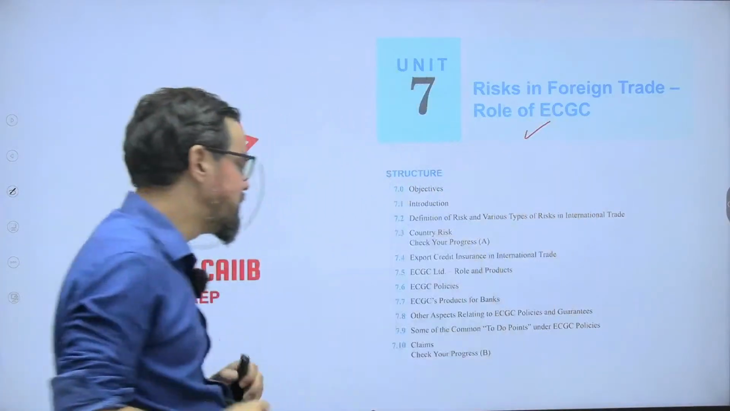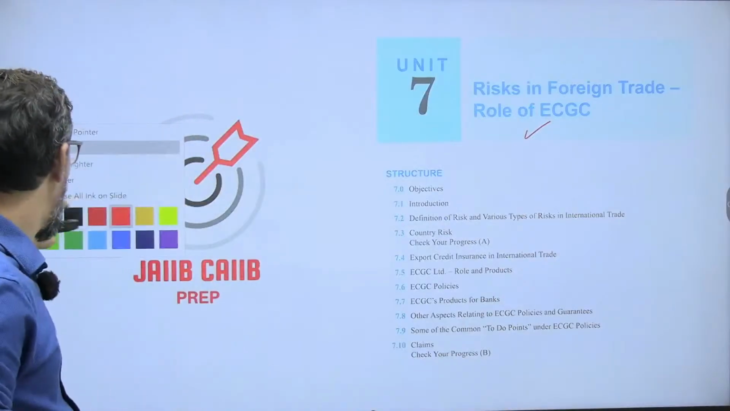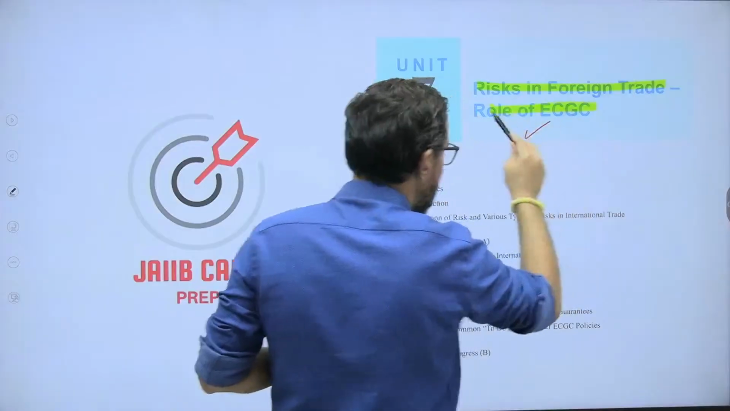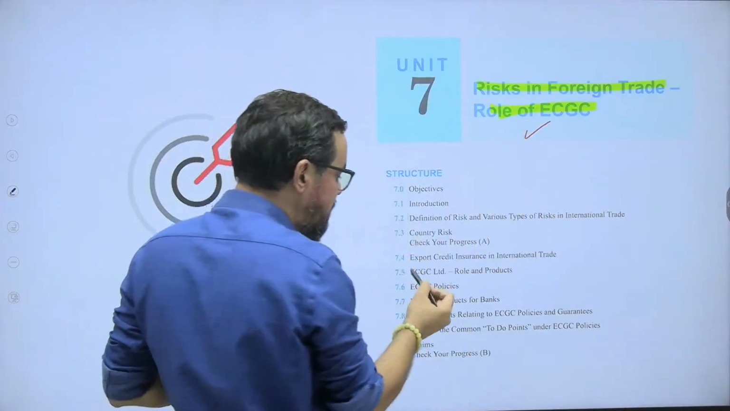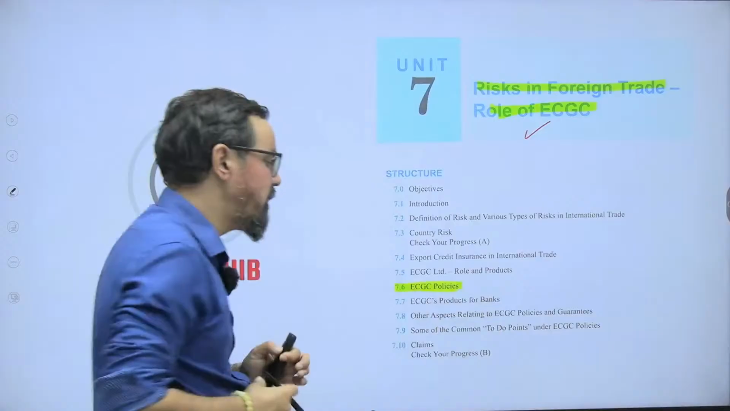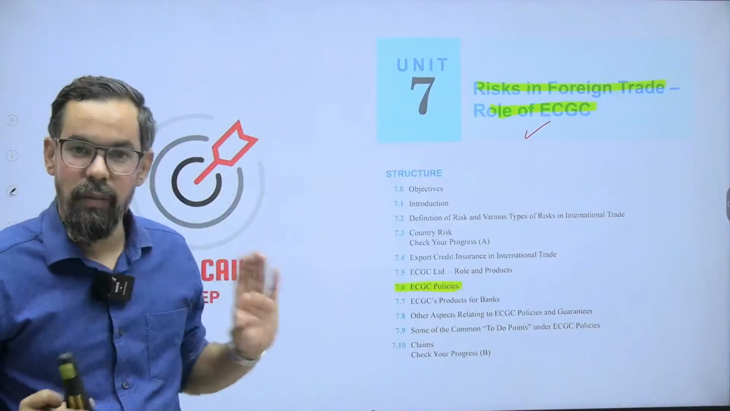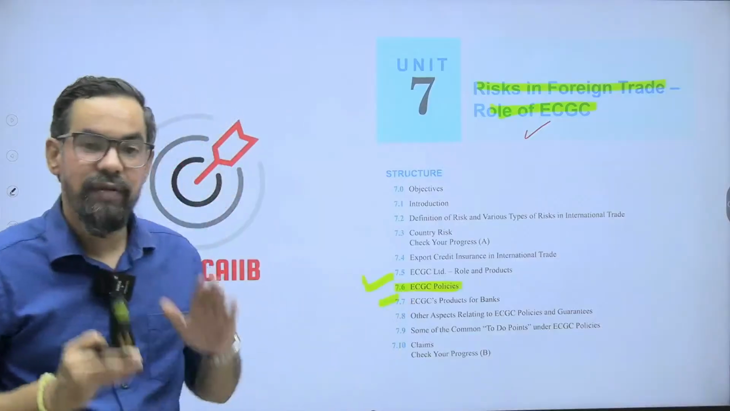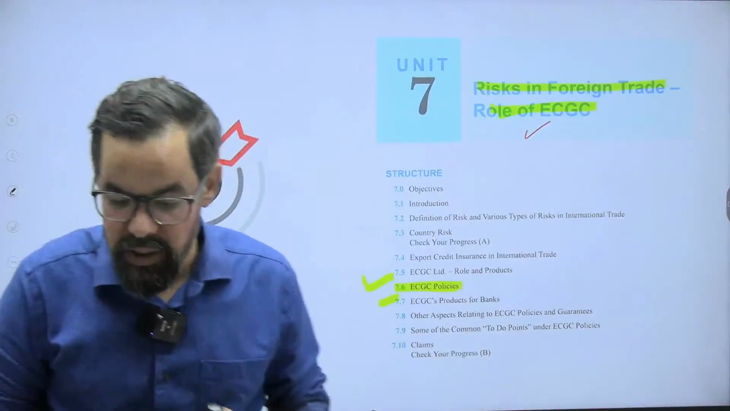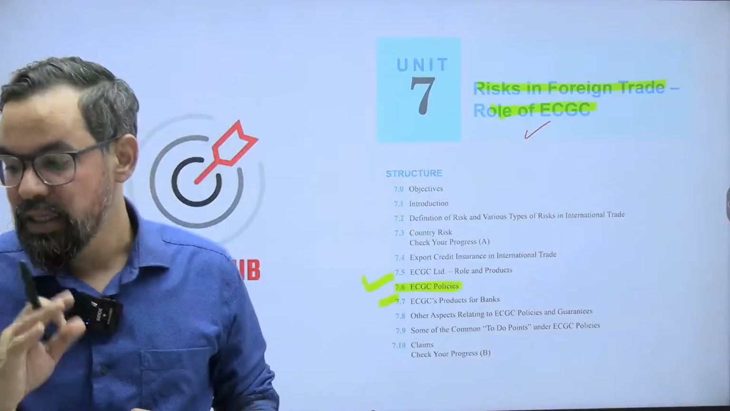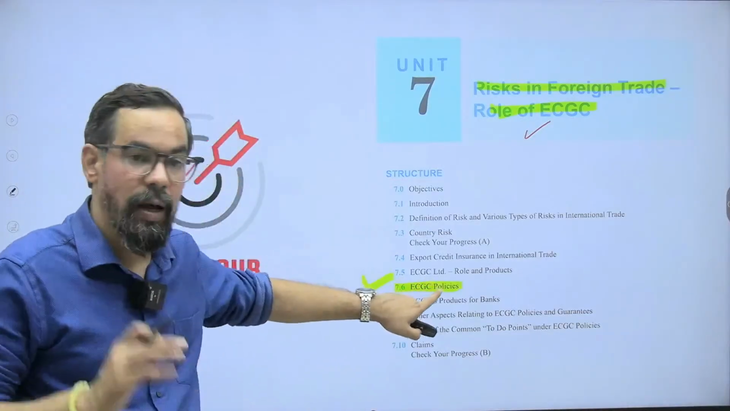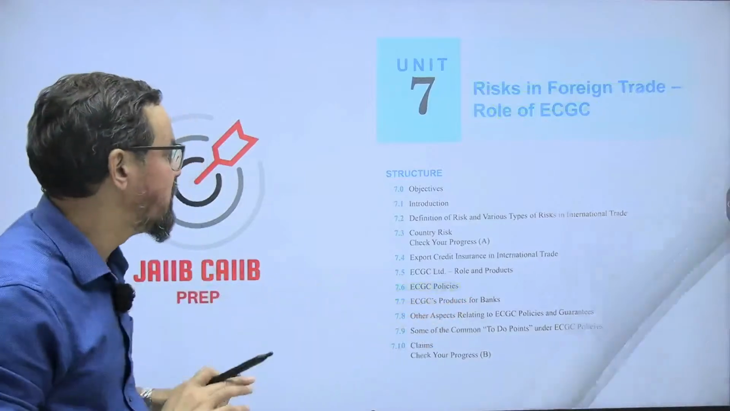Okay? ECGC. This is risk in foreign trade and ECGC. From this, the ECGC policies are a very, very important one. Okay? The risk portion is easily doable, but this part is very, very confusing. The 7th unit, which includes the ECGC policies, will create a lot of confusion. Okay? The role in other areas and all is generally part of this one.